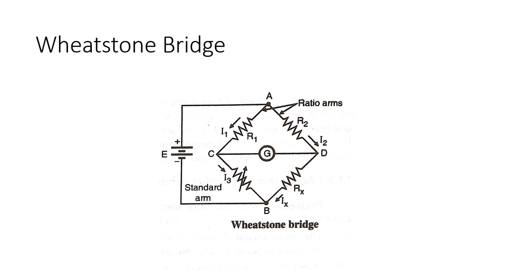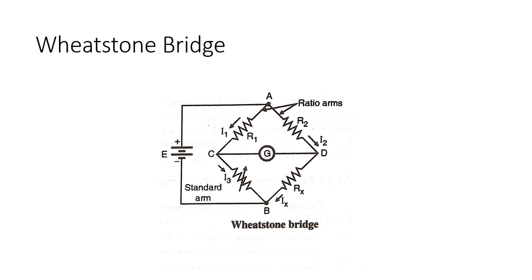Now if you see this R1 and R2, these are called ratio arms. The arms consisting of the resistances R1 and R2 are called ratio arms. The arm consisting of a standard known resistance is called R3, and that is nothing but your standard arm, and Rx is the unknown resistance to be measured. So the unknown resistance to be measured should be connected here. These are the ratio arms R1, R2, and this is the standard arm, that is R3. The value of this R3 is known.